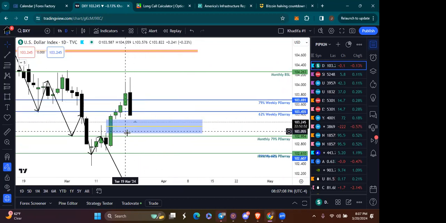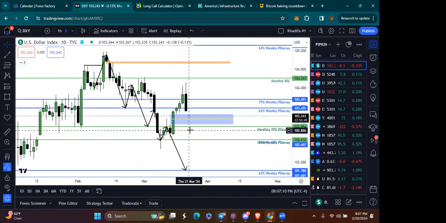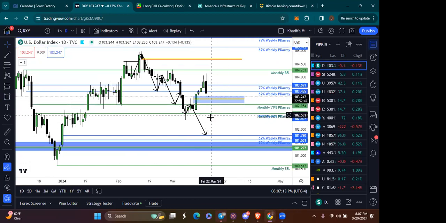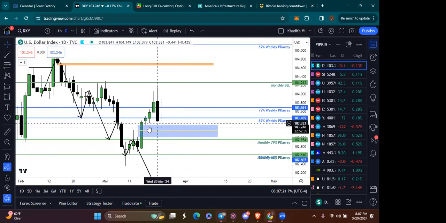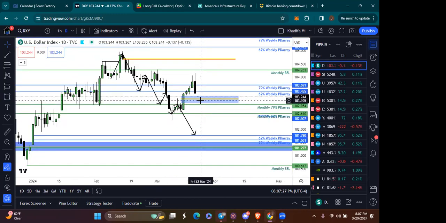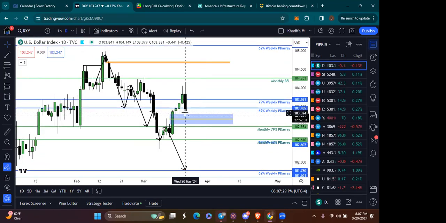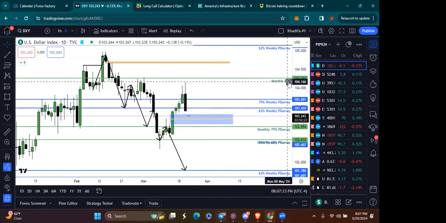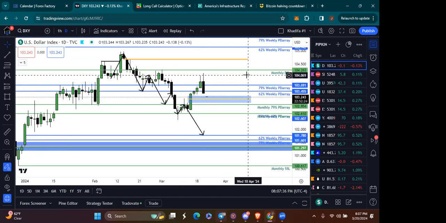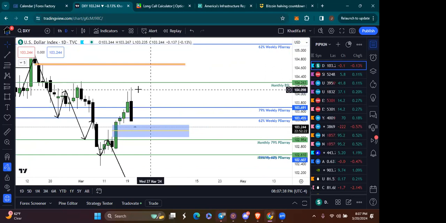if we break and close below here, then yeah, still on the side of bearishness down to these PD arrays and this monthly sell side equivalent. However, if we respect this daily fair value gap here, then we might see the dollar run back up to this monthly buy side liquidity.